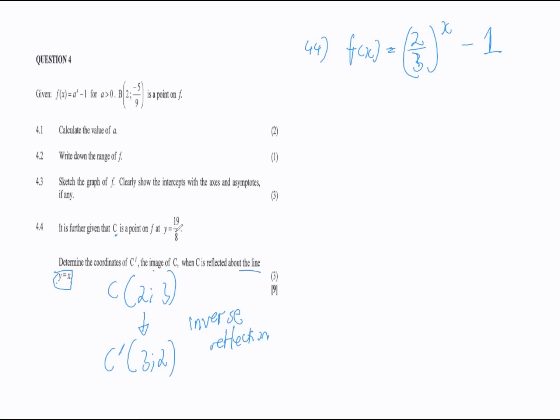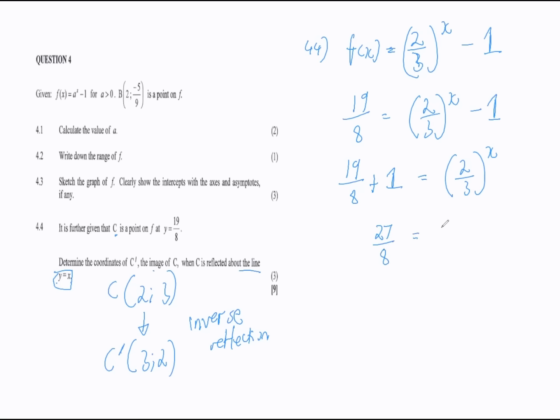But then remember, we are given that the y coordinate for C is 19 over 8. So I'm going to replace by 19 over 8 here, and then it is equal to 2 over 3 to the exponent of x, minus 1. Remember, we are dealing with the exponential function, so you might want to tap into your exponential laws. So transpose that one to that side: 2 over 3 to the exponent of x. When we say 19 over 8 plus 1, this gives us what? Punch it into our calculator. 27 over 8 is equal to 2 over 3 to the exponent of x.